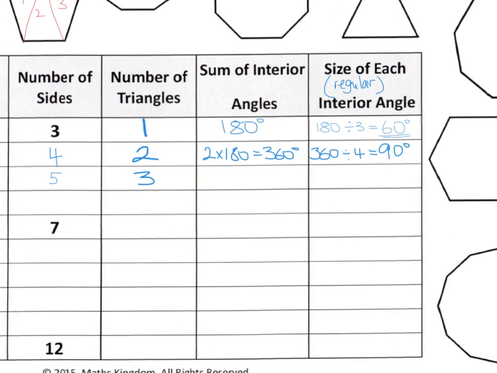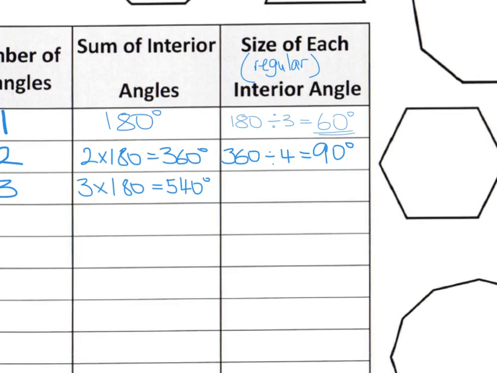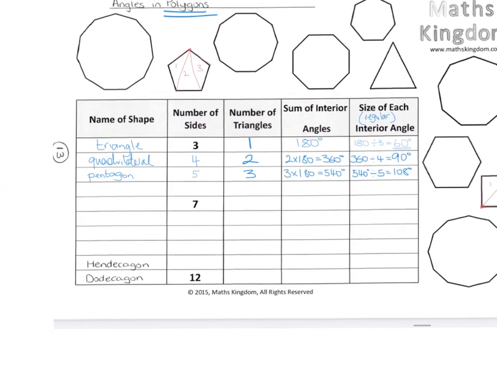So the sum of the angles is 3 times 180. So 3 times 180, which is 540. Okay, so that means all the angles inside a pentagon add up to 540 degrees. Now we want to find the size of each angle if it's a regular pentagon. In other words, if all the angles and all the sides are the same. So we'll do 540 degrees. We'll divide by 5 sides, which is 108 degrees. Okay.